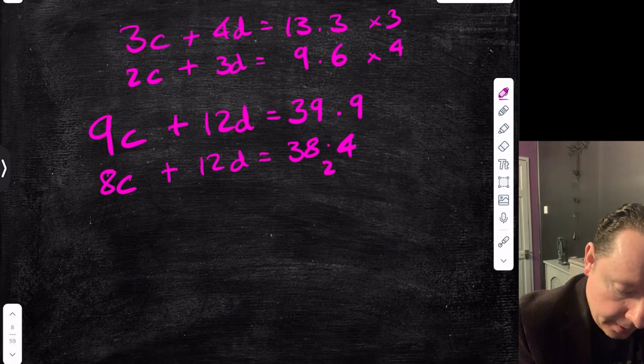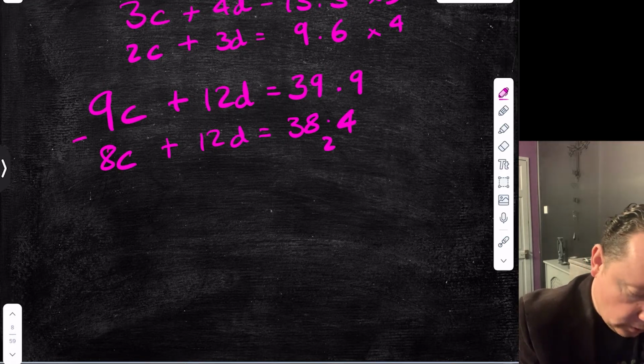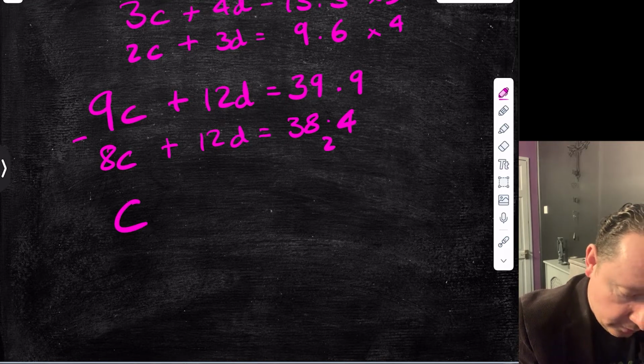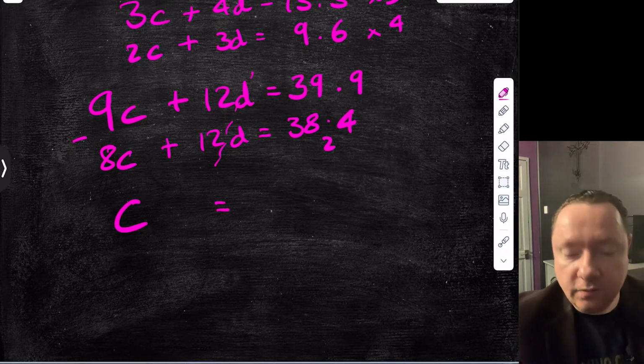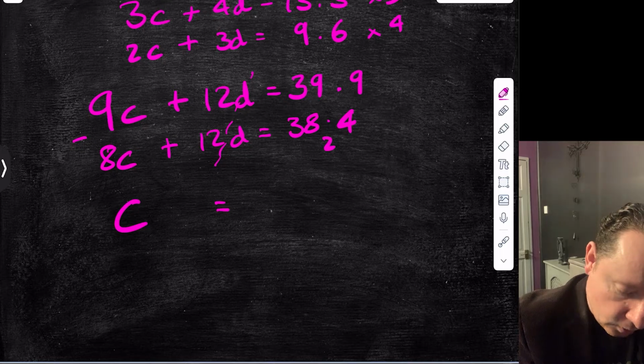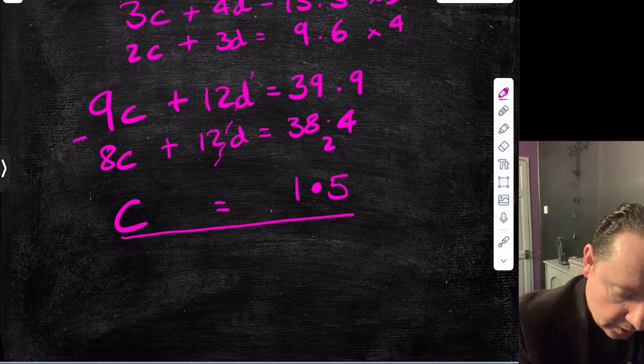So I'm going to take away. So let's do that here. 9 minus 8 is 1c. They disappear. Equals, I need to do 39.9 minus 38.4. So 9 minus 4 is 5. 9 minus 8 is 1. 3 minus 3 is 0. C is 1.5. I'll just line that there.